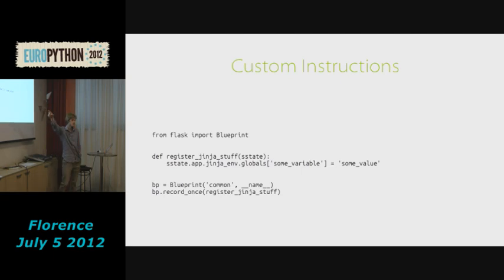And this function is passed an object called the setup state. And really all you have to know is that on the setup state there is an app object. And then you can customize the app object to your liking. So if you register this blueprint, it will register a global changer variable on the app.